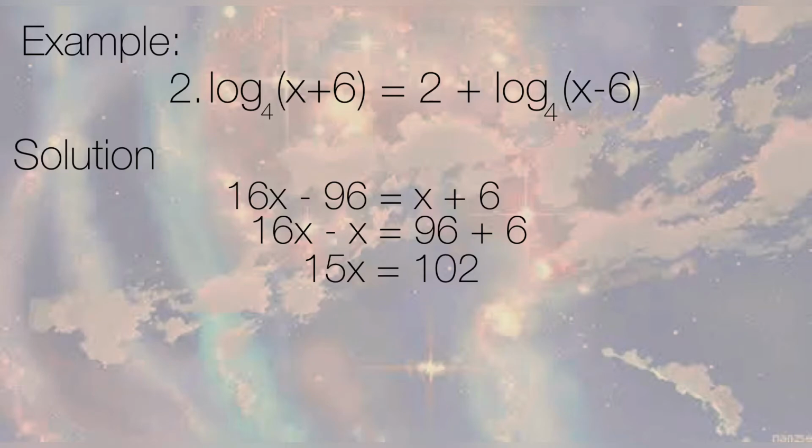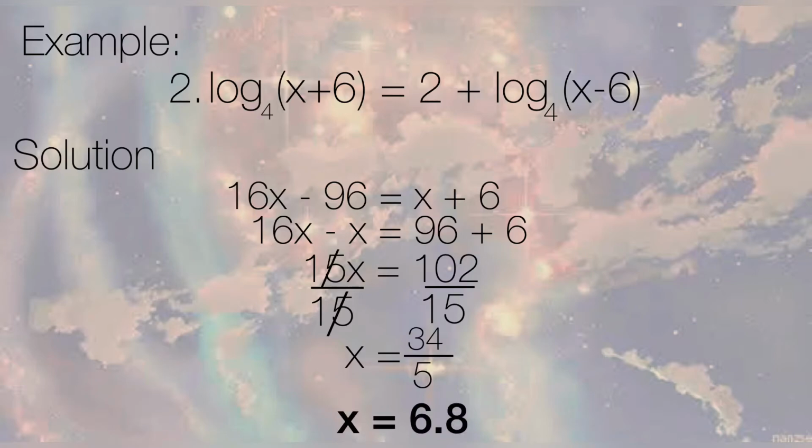Then divide both sides by 15 to remove the coefficient of x. Divide 15x divided by 15 is equal to 102 divided by 15. So the answer will be 34 over 5 or 6.8.